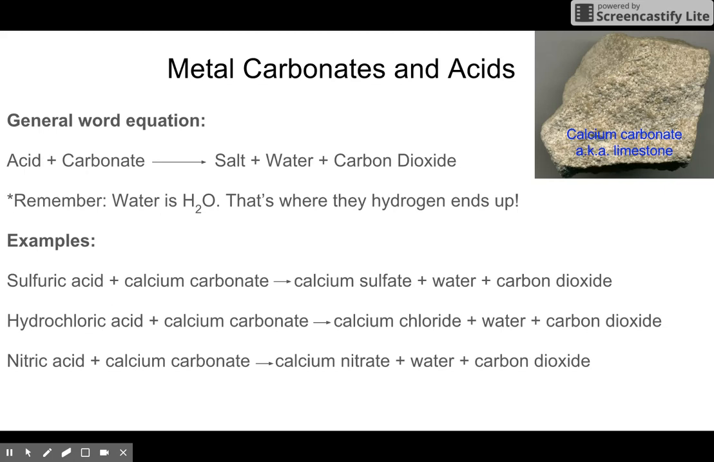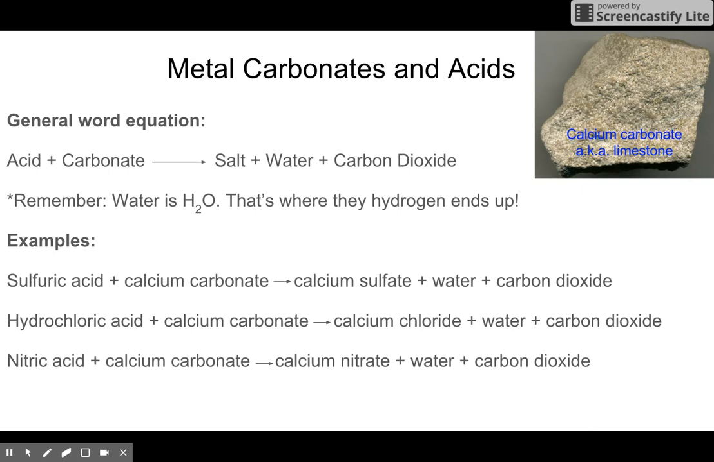Carbonate, such as calcium carbonate, which is also known as limestone, is actually a type of salt, and it can be formed by the reaction of a metal with a carbonic acid. We use carbonates to form other salts by reacting them with an acid. For example, sulfuric acid with calcium carbonate gives you calcium sulfate and water and carbon dioxide. Hydrochloric acid plus calcium carbonate yields calcium chloride, water, and carbon dioxide. Nitric acid plus calcium carbonate will give us calcium nitrate plus water plus carbon dioxide.